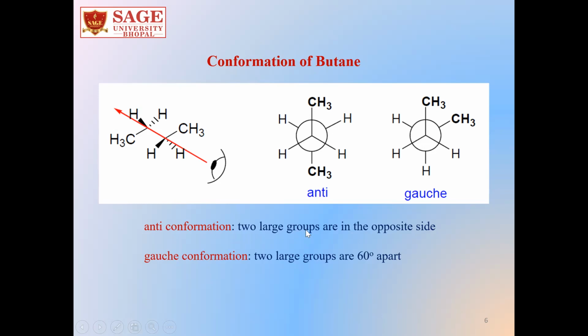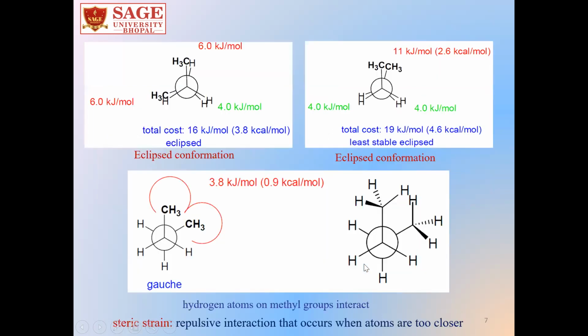So in anti conformation, two large groups are on opposite sides, and in gauche conformation, two large groups are at 60 degrees apart. Now the situations can be in eclipsed conformation: it can be eclipsed with hydrogen, or it can be eclipsed with both the methyl groups.